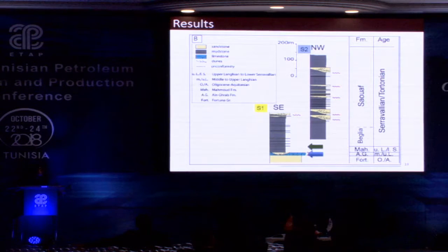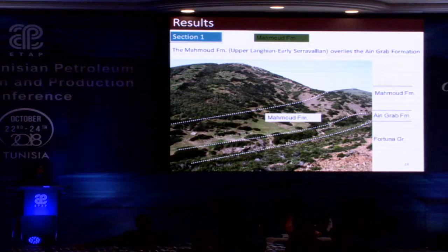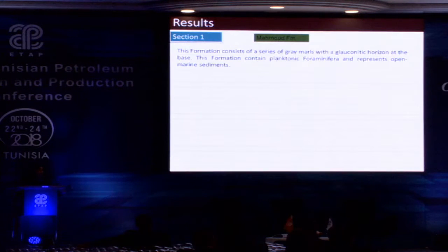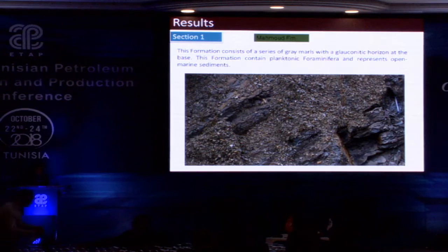After the Ain Ghrab formation, we have the Mahmoud formation. This formation overlies the Ain Ghrab formation, and it consists of a series of gray marls with a glauconitic horizon at the base. This formation contains planktonic foraminifera and represents open marine sediments. In the same way, it has exactly the same facies as the Jebel Abdurrahman area.